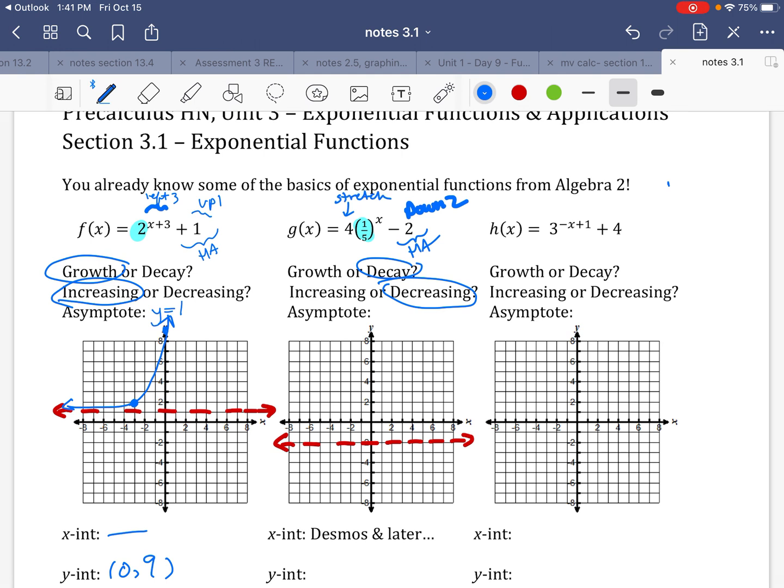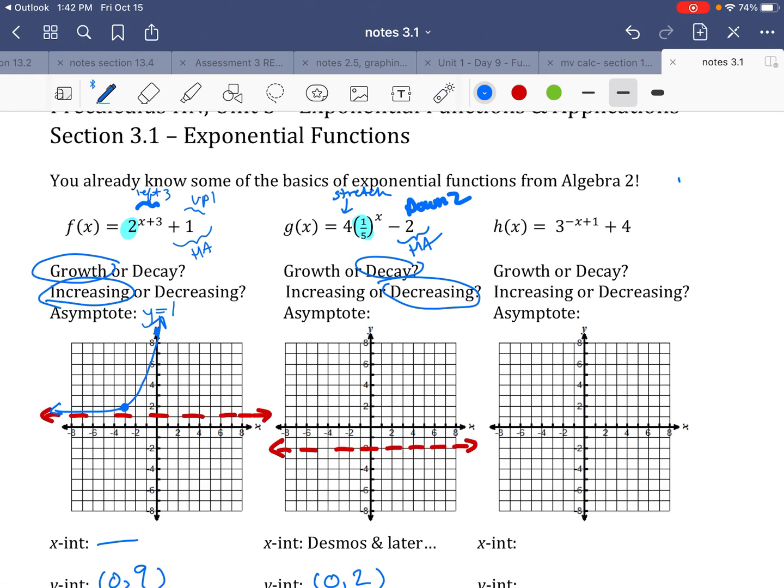All right, so let's see. Let's get our y-intercept so we can get a grounding place for ourselves, 0 for x. If I plug in 0 right here for x, 1/5 to the 0 power is 1. 4 times 1 is 4, so I get 4 minus 2. So 4 minus 2 is 2. So 0, 2.